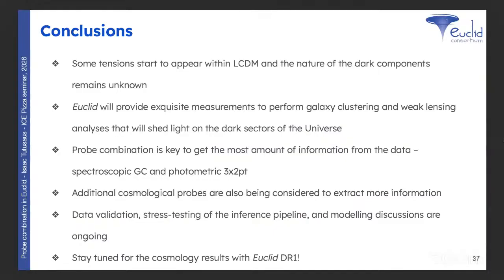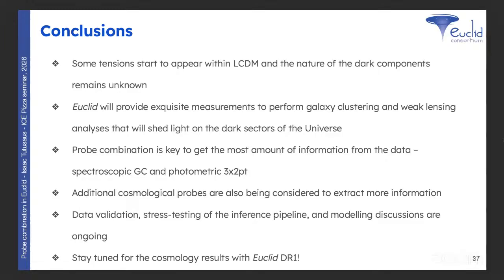And this is just my last slide. So there are some tensions that started to appear in the standard model. Especially, I like very much this evolving dark energy. But even if that was not there, the nature of the dark components remains still unknown. So it makes sense to try to test even more this model and try to better understand what's going on. Now, Euclid will provide very precise measurements that will allow us to perform galaxy clustering with lensing analysis. And with this, we will be able to shed some new light on the dark components of the universe.